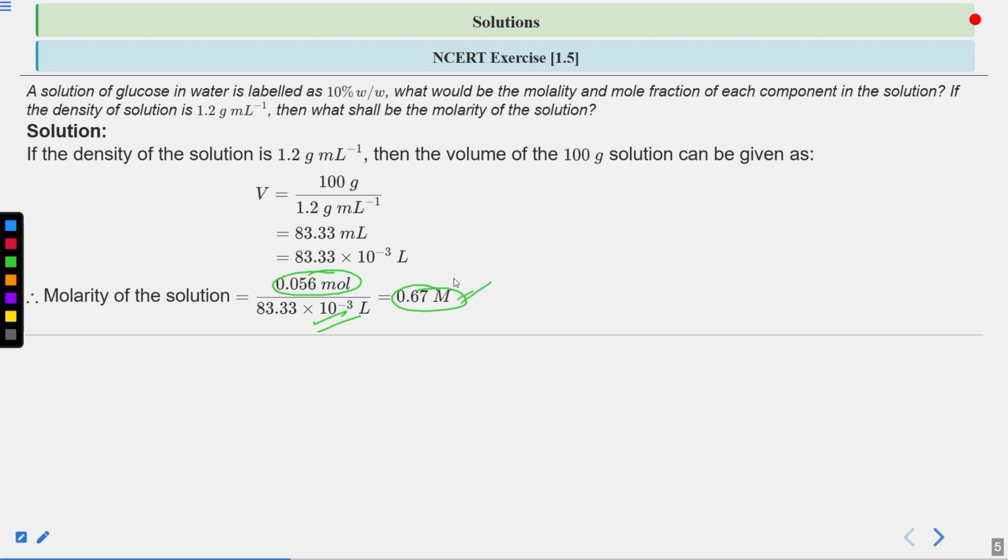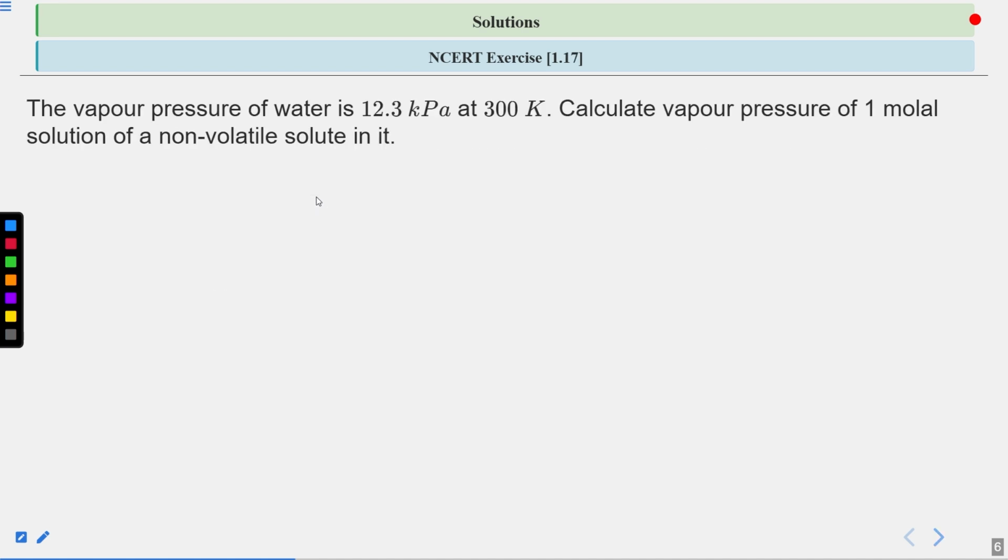So this is a very good question to get a grasp of all the ideas related to concentration terms. That is the reason I have picked this question. I hope this is clear to you. Moving on to the next question.